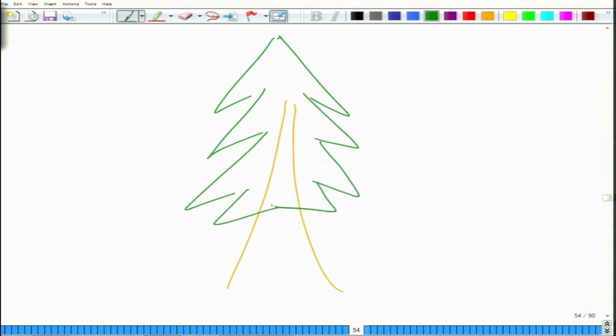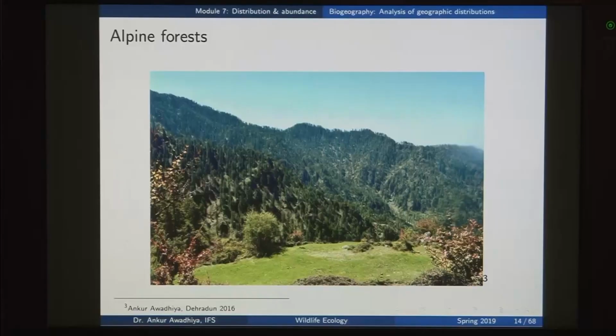Now, this particular shape facilitates that if you have snowfall, the snow moves down to the ground. So, it is not able to accumulate very much on top of these trees, and because of this these trees are able to withstand heavy snowfall as well. Now, in the case of alpine forest, we will find some of these coniferous trees together with some associated species, which could even be broad-leaved species.